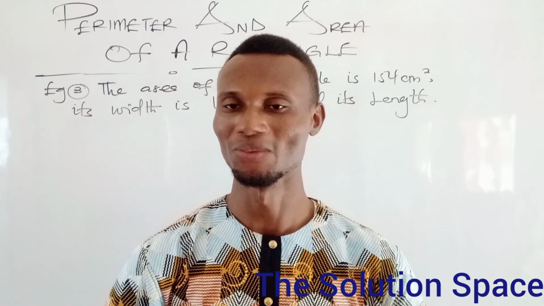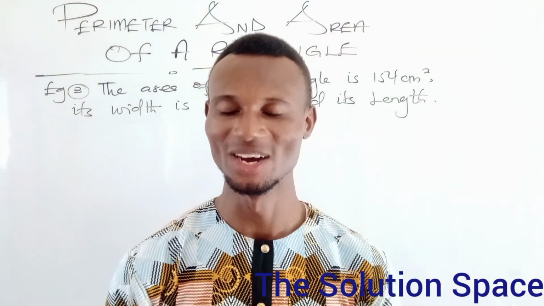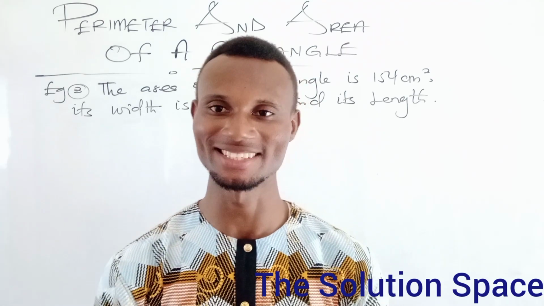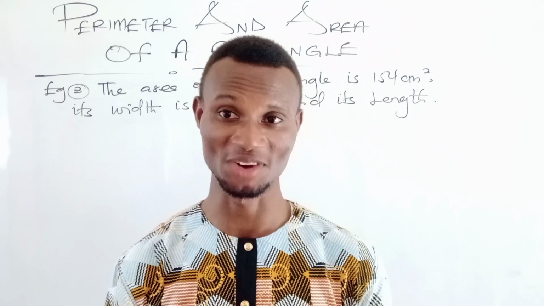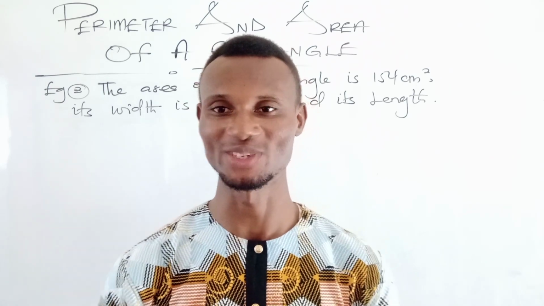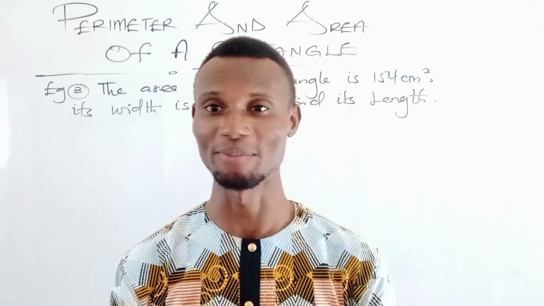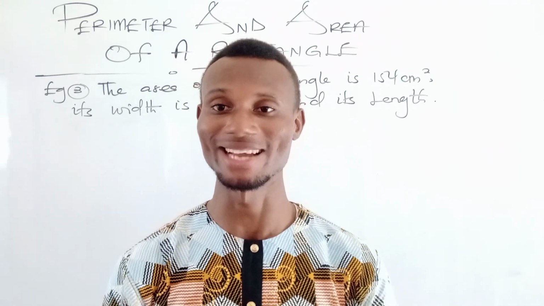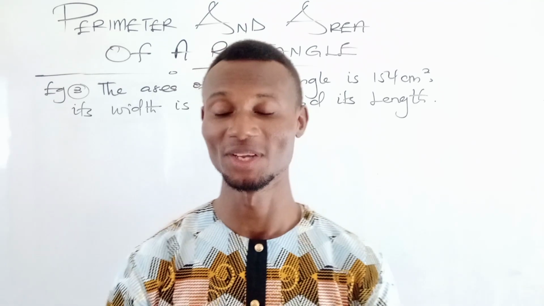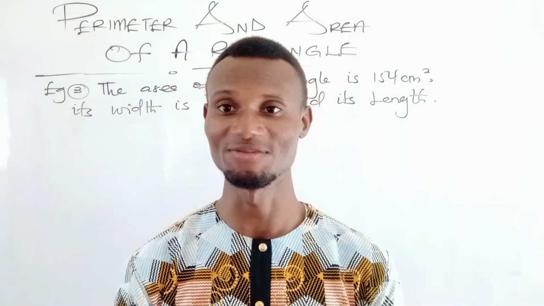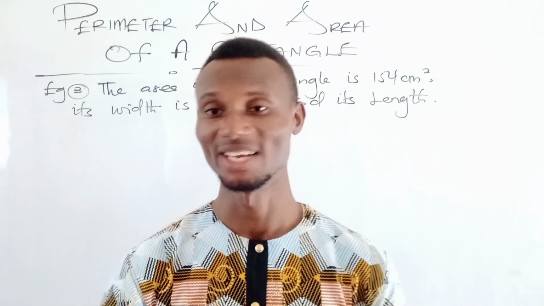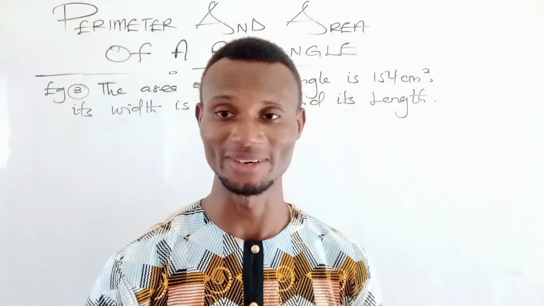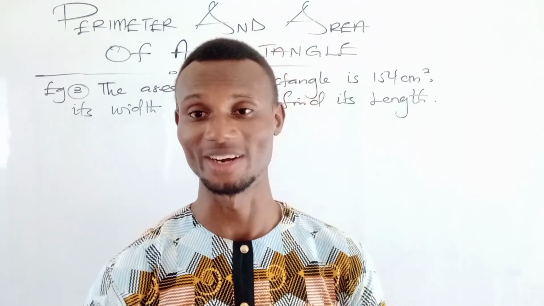Hello once again, welcome to example 3 on the perimeter and area of a rectangle that I started with you in the previous videos. In the previous videos, we started learning about the perimeter and area of plane figures, where we handled a particular type of plane figure, which is the rectangle, and we've done a detailed explanation on the perimeter of a rectangle and also the area of a rectangle.